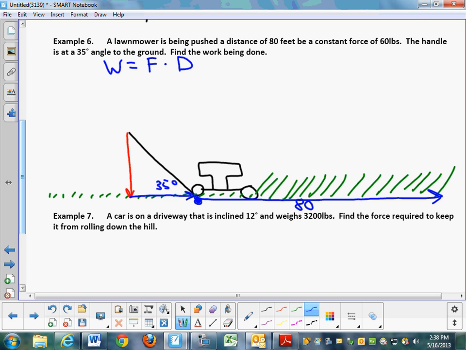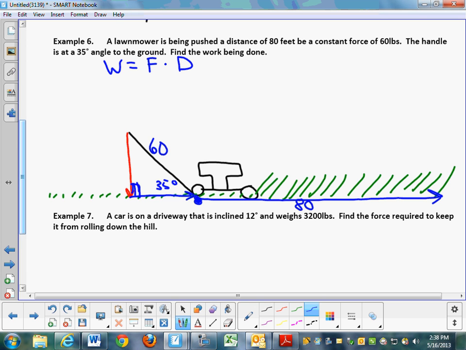What would you like to figure out first? You decide. Force? Okay. So we're going to figure out force. Well, force has a horizontal component and a vertical component. We know that the force exerted on the handle is going to be 60 pounds, and it's constant, which is good.